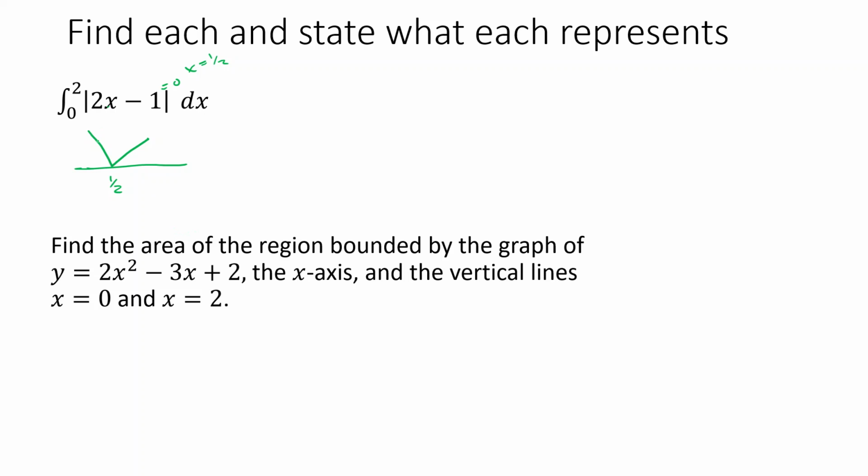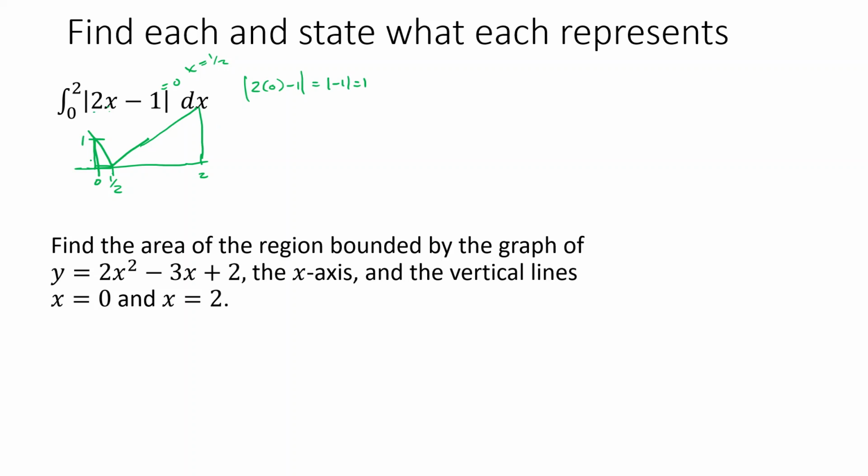So it looks like that. We'll have maybe 0 here, and 2 will be somewhere farther down, like that. So that means we just break it up into these two shapes that we can find the area of. We have a triangle here, and we have another triangle here. To find the height of this triangle, we just plug in 0. If we plug in 0, the absolute value of 2 times 0 minus 1 gives us the absolute value of -1, which is 1. So the height here is 1.